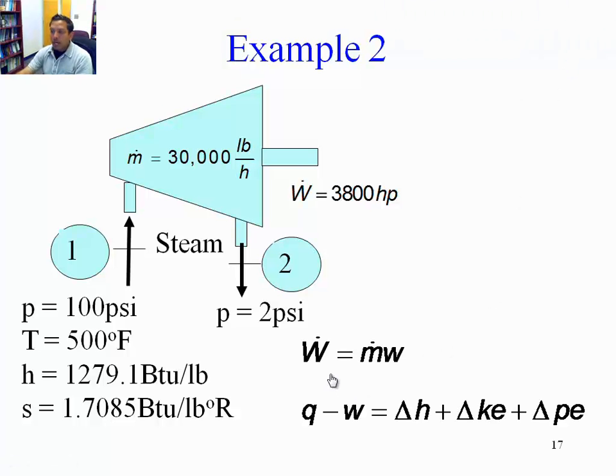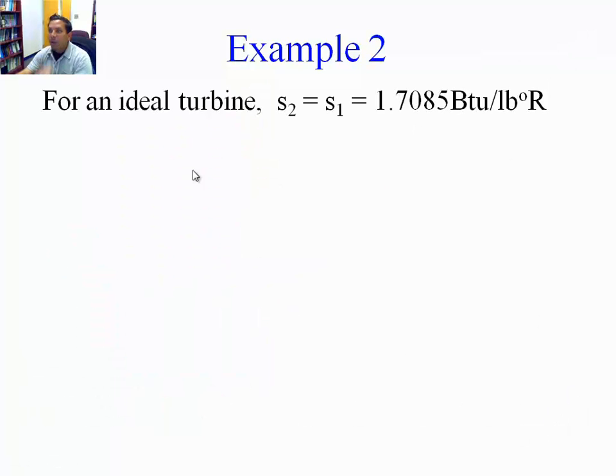The equations we have: power is obviously mass flow rate times specific work, and the first law of thermodynamics, Q minus W is equal to delta H plus delta kinetic energy plus delta potential energy. Obviously, we'll neglect heat transfer. This is an adiabatic or insulated turbine. Delta kinetic energy is equal to 0, and delta potential energy is equal to 0. For an ideal turbine, S2 minus S1 is equal to 0. There's no change in entropy, so we would assume that ideally this will be an isentropic process.